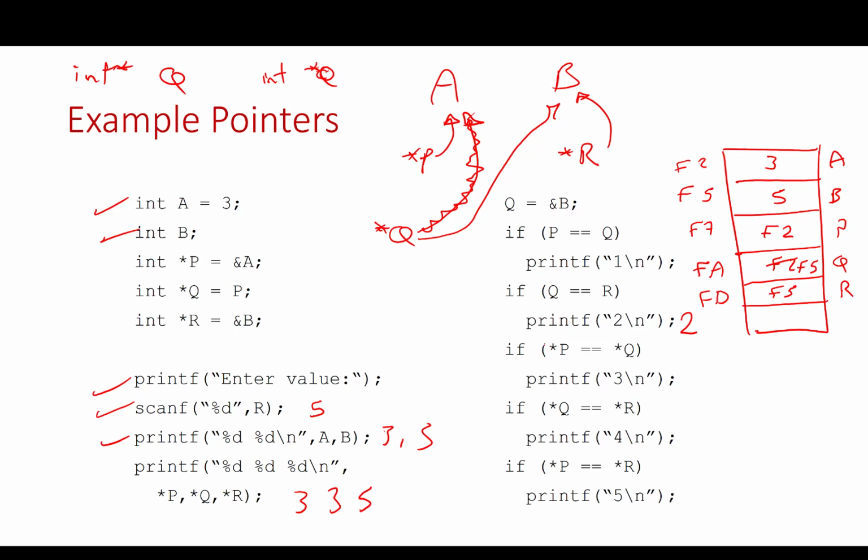If asterisk P equals asterisk Q. Is this right? Nope. If asterisk Q equals asterisk R, right? Because both of them are pointing actually to the same thing. So finally print F4. So I'll print here 4. And the last one, if asterisk P equals asterisk R, print F5. Is this right? So that's it, okay?